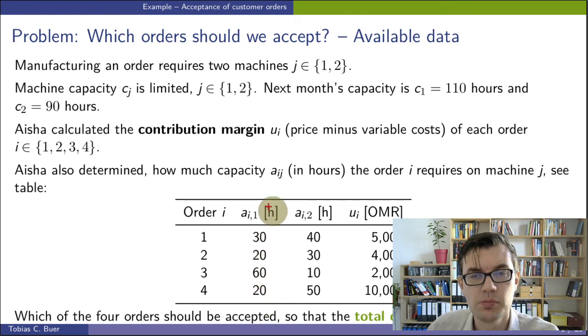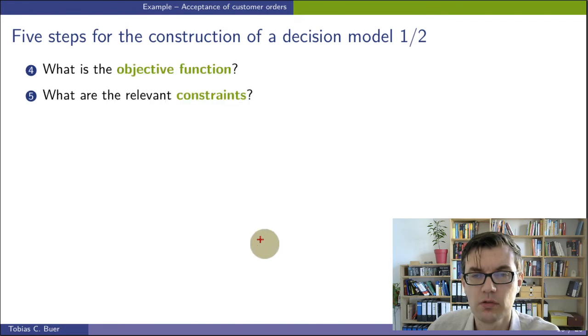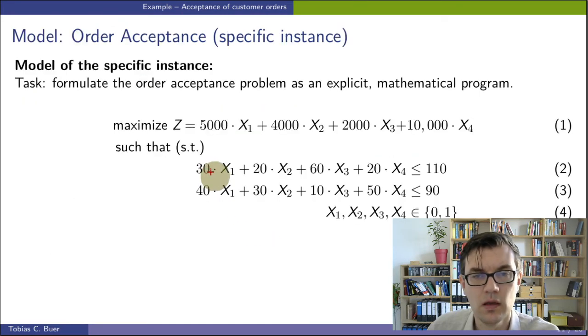This column represents the capacity requirements of machine number 1. So if we produce order 1, we need 30 hours of capacity on machine number 1. How is this reflected in the constraint? 30 hours of time is required if we manufacture order number 1. If we accept order number 2, then we need 20 more hours. If we accept order number 3, then we need 60 hours on machine number 1.